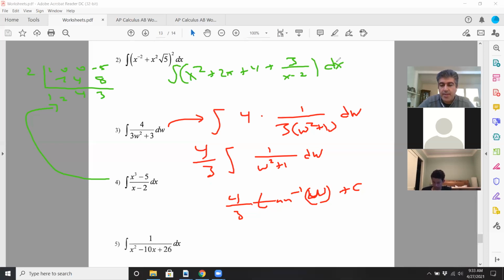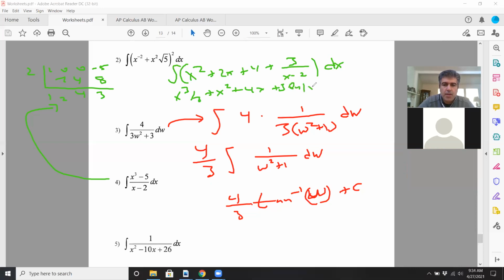So you're using the algebraic technique to rewrite the integrand. Then, of course, I get x cubed over 3, plus x squared, so I get 2x over 2, the 2's cancel, plus 4x, plus 3 times natural log of x minus 2 plus c. And if you were to do a derivative of that and clean it up, you would get back to number 4.